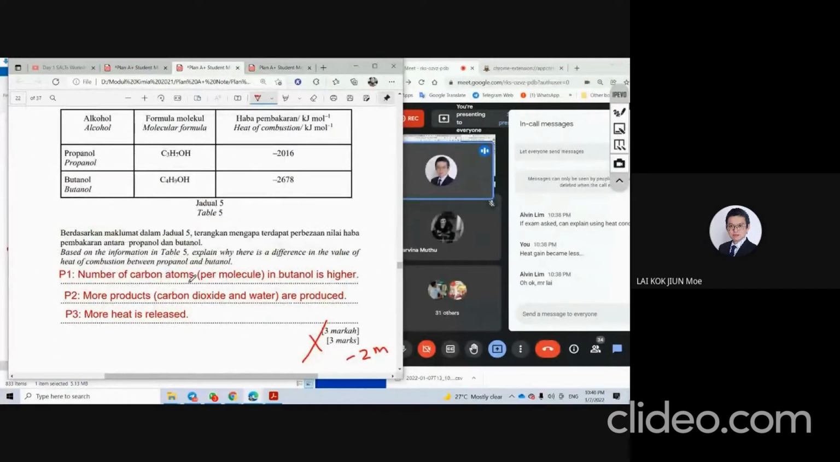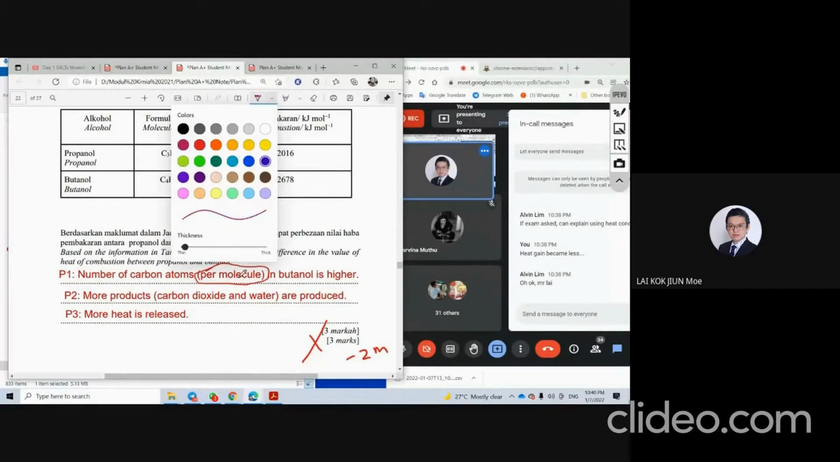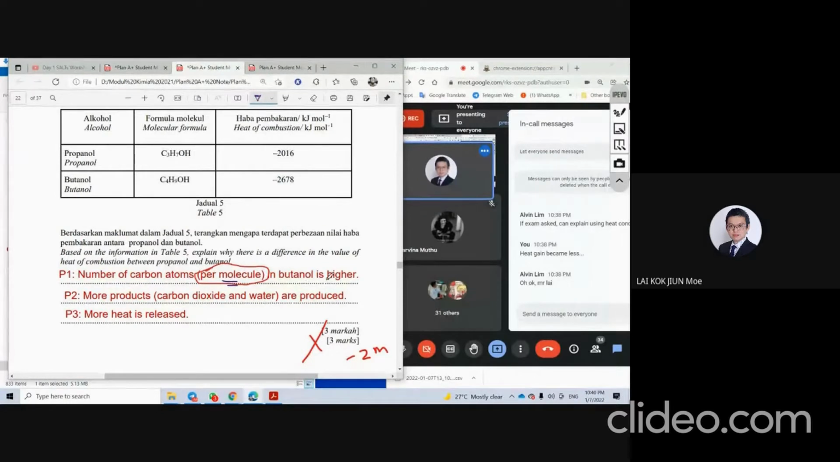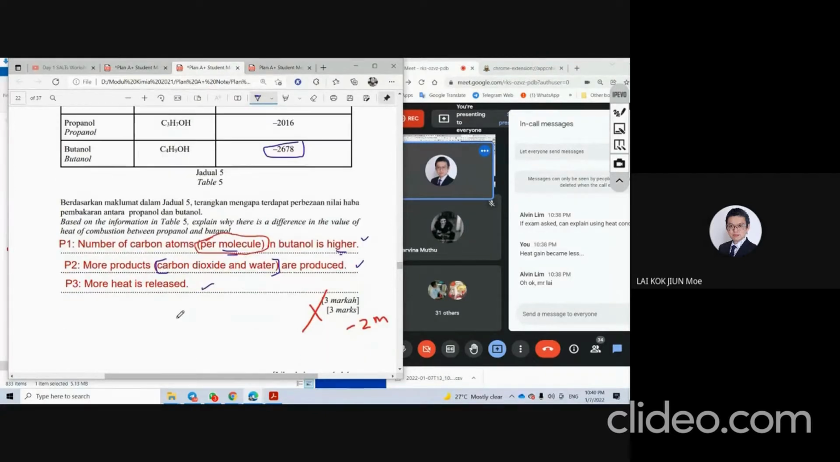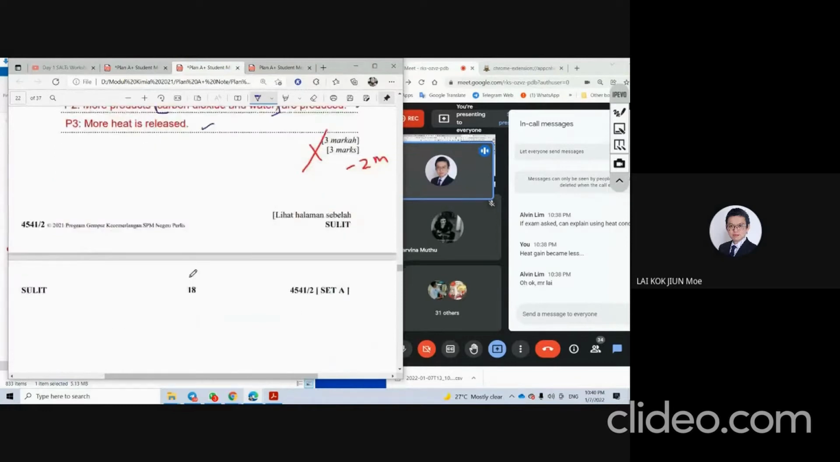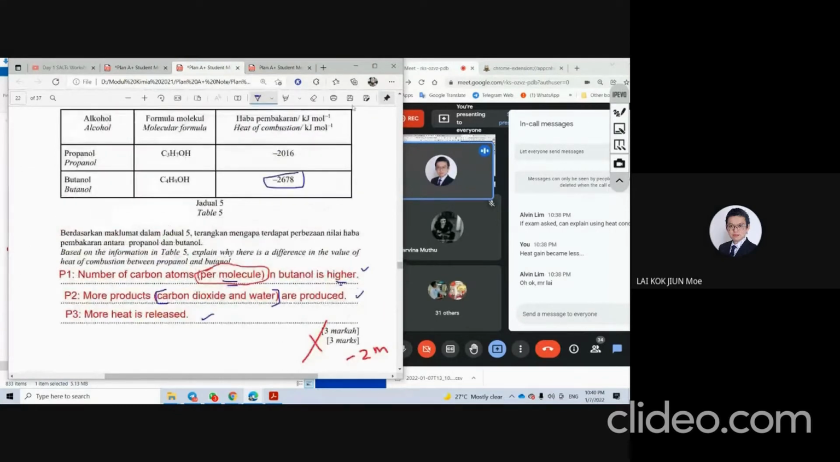The number of carbon atoms here, you must add in per molecule here. See, very important. The mass per molecule is higher. That's why butanol can produce more heat. So more product, you cannot just say more product only. You must specify that carbon dioxide and water are produced. Then you can get all these three marks. See, the answer technique is very important for you all.